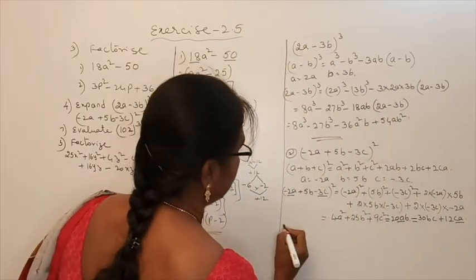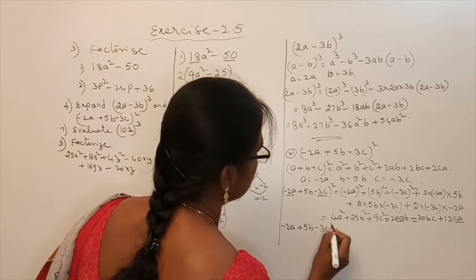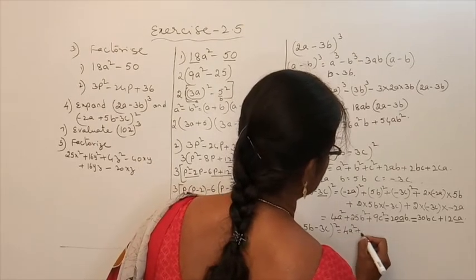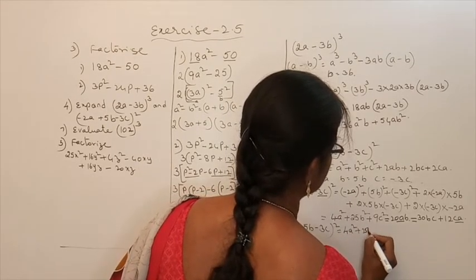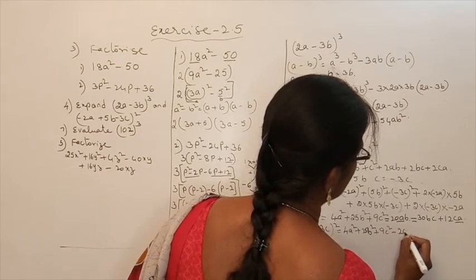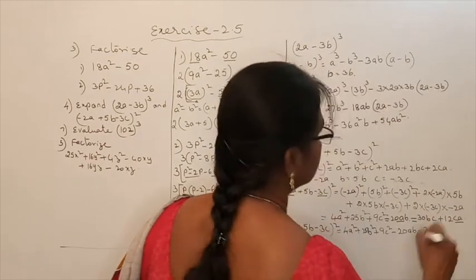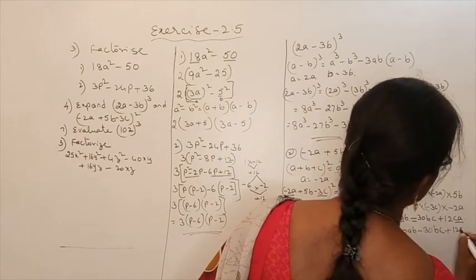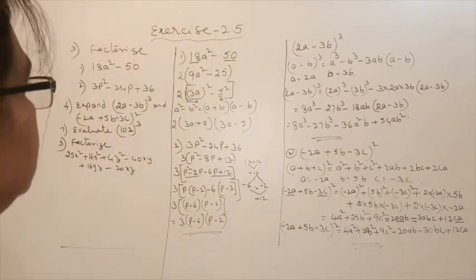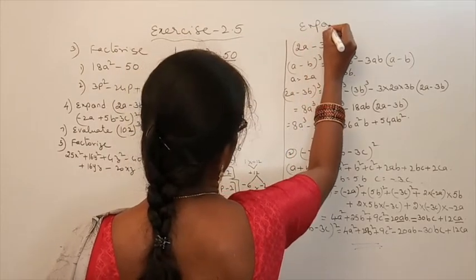Now (-2a + 5b - 3c) whole square is equal to 4a square plus 25b square plus 9c square minus 20ab minus 30bc plus 12ca. Expand.